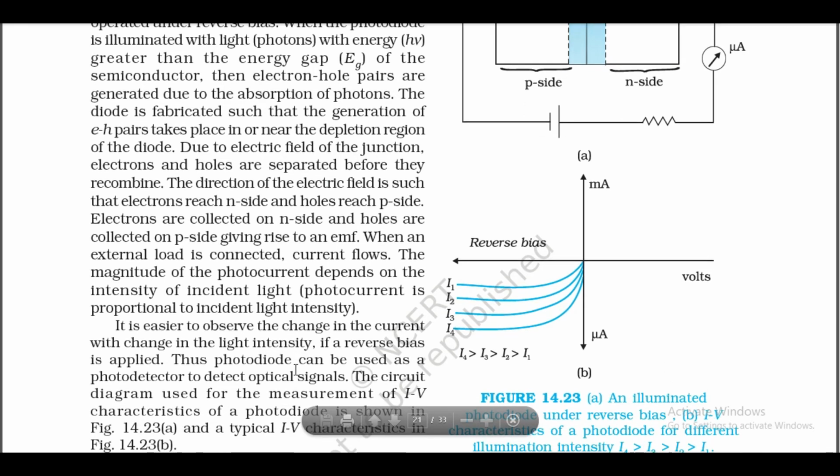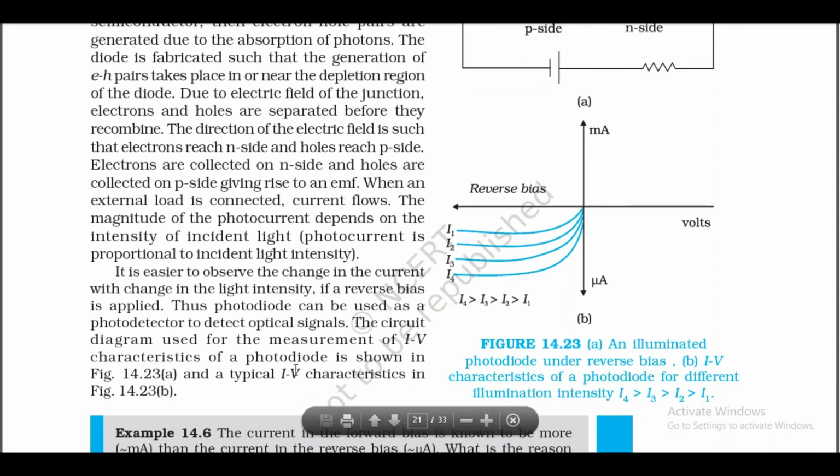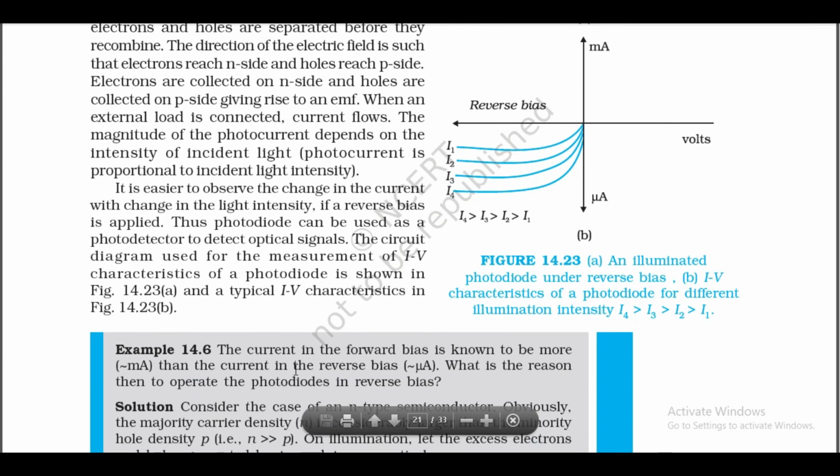If a reverse bias is applied, the photodiode can be used as a photodetector to detect optical signals. The circuit diagram used for the measurement of IV characteristics of a photodiode is shown in figure 14.23a and a typical IV characteristics in figure 14.23b.